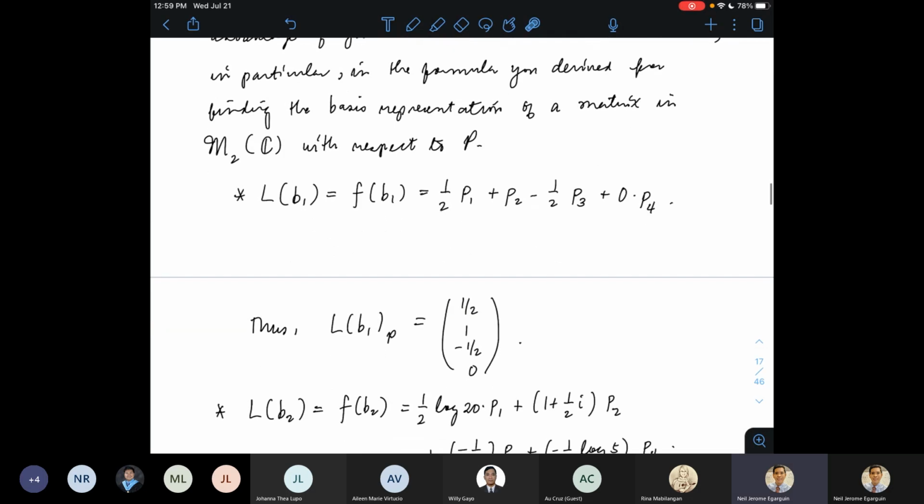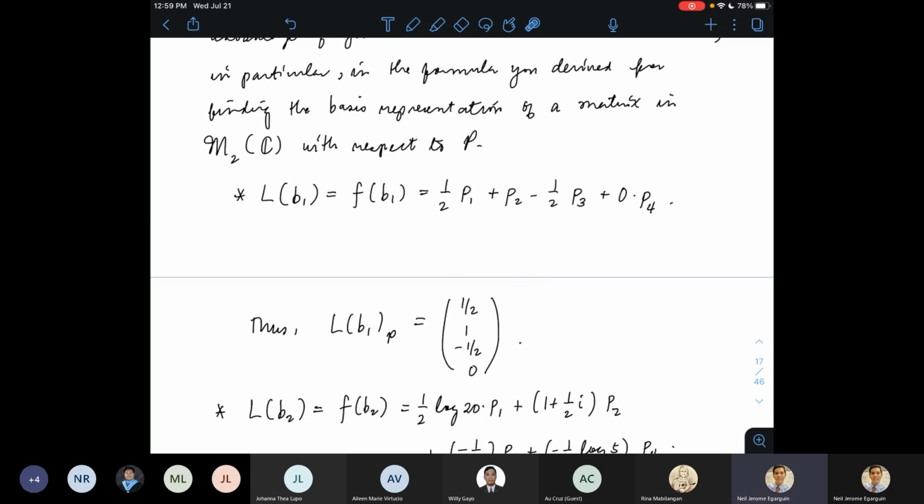And so with that, I can harvest the coefficients, put them into a set of parentheses, and that will give me the set of coordinates for LB1 with respect to the Pauli basis. And this will serve as the first column for my matrix representation.